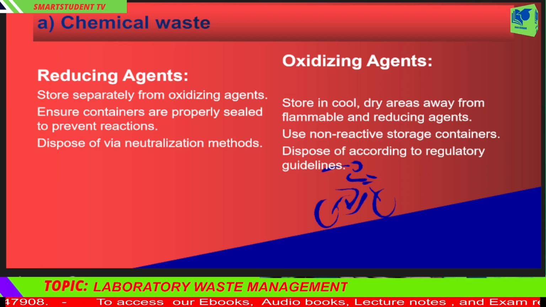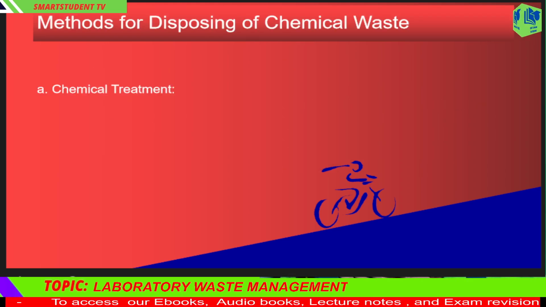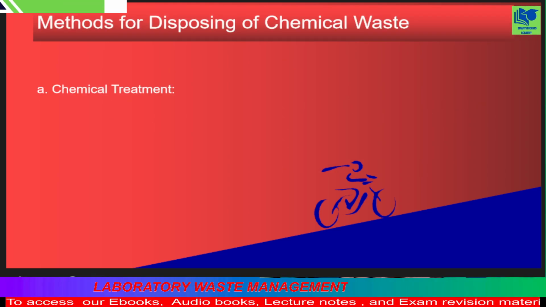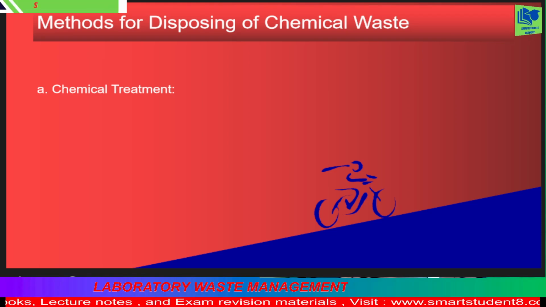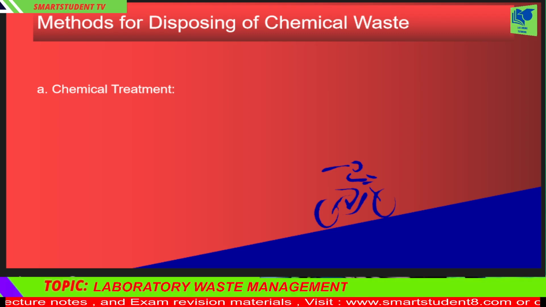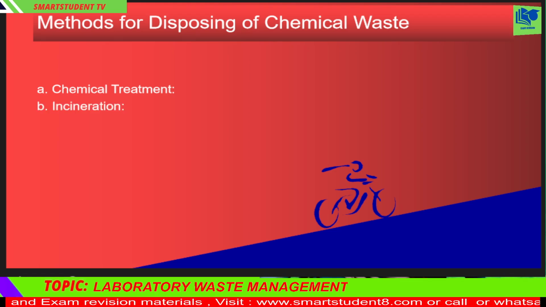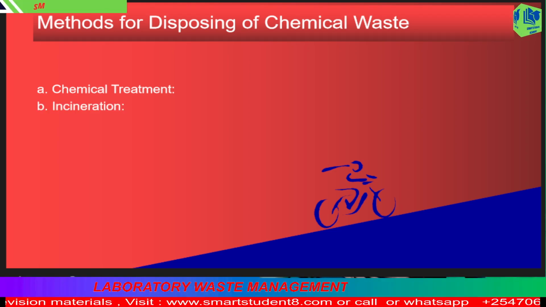7. Methods for disposing of chemical waste. The disposal of chemical waste must comply with local regulations and environmental laws. Common disposal methods include A. Chemical treatment, neutralization of acids and bases, oxidation or reduction reactions to render chemicals less hazardous. B. Incineration, controlled burning of flammable and toxic waste at high temperatures.